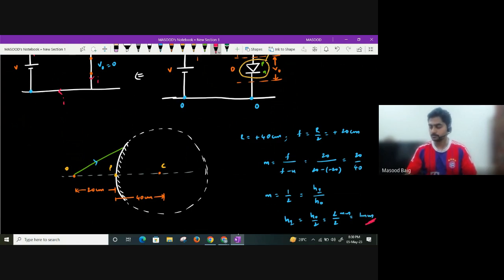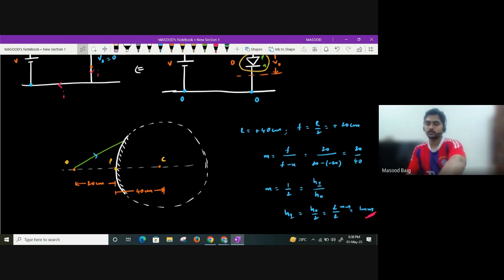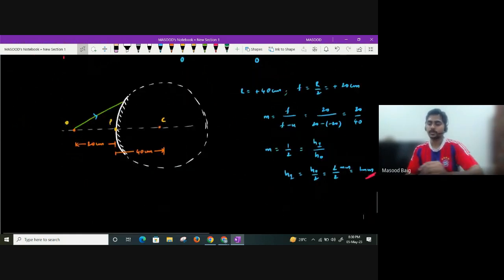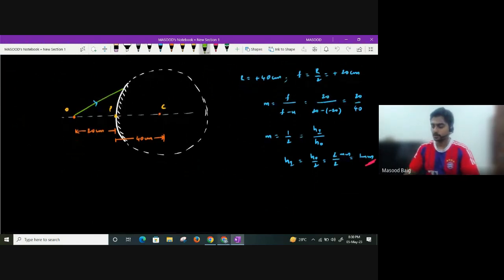Clear? Good question again. Please remember, for magnification in terms of focal length and object distance for a mirror, it will be f divided by f minus u. In terms of focal length and image distance, it will be f minus v divided by f. In terms of object distance and image distance, it is minus v by u. Clear? And it can also be written as height of the image divided by height of the object.